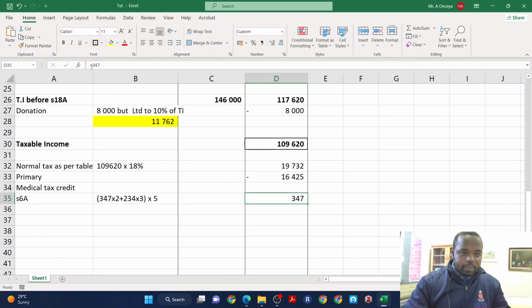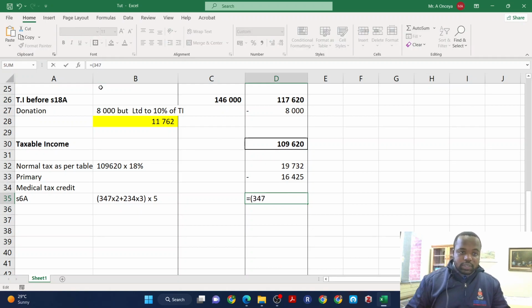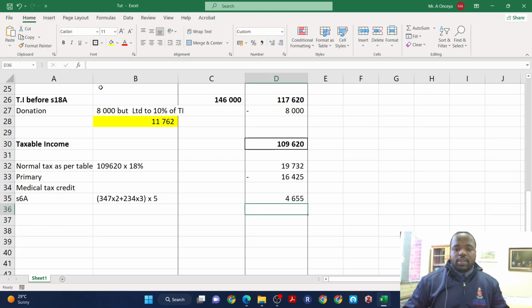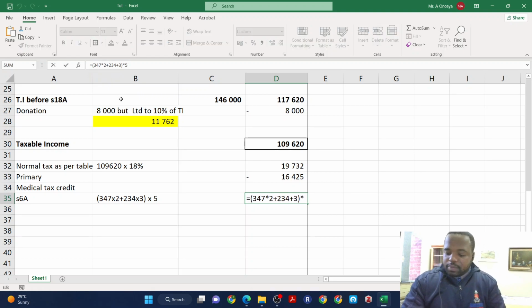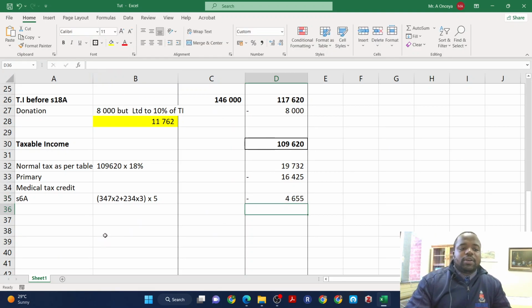347 times 2 for the taxpayer and the first dependent, plus 234 for each additional member after that, and we have 3 additional members, which are the children. Close that. And for how many months? For 5 months: October, November, December, Jan, Feb, right? For 5. But the only flaw is it must be a negative amount because it's a credit.